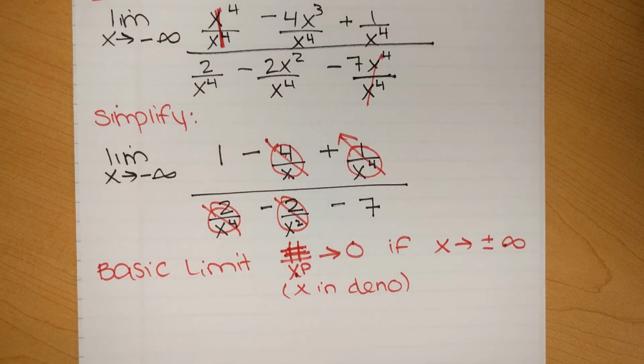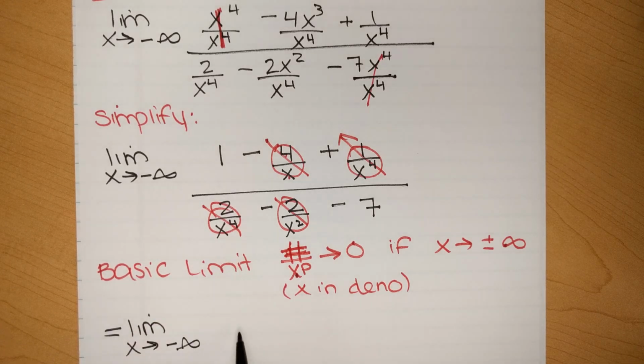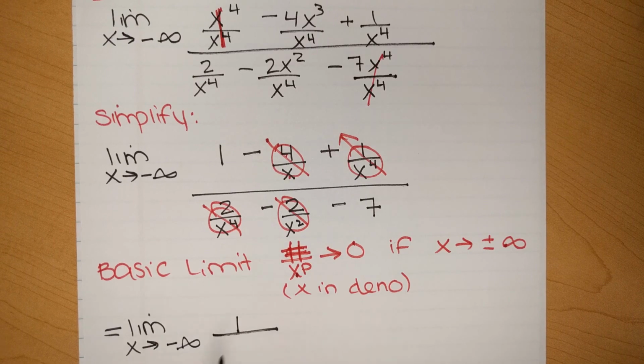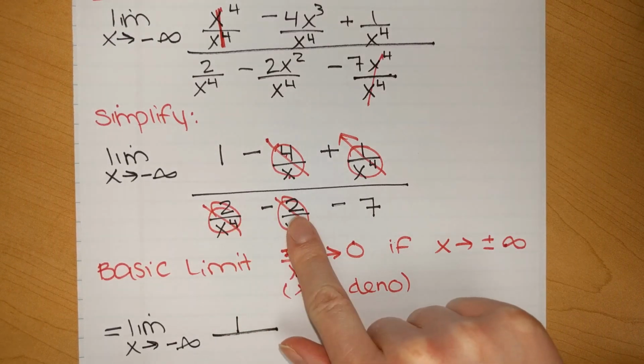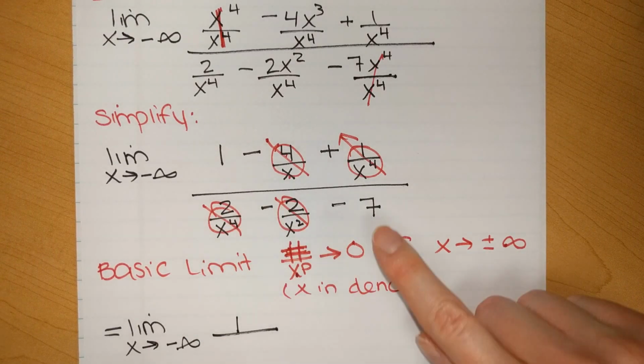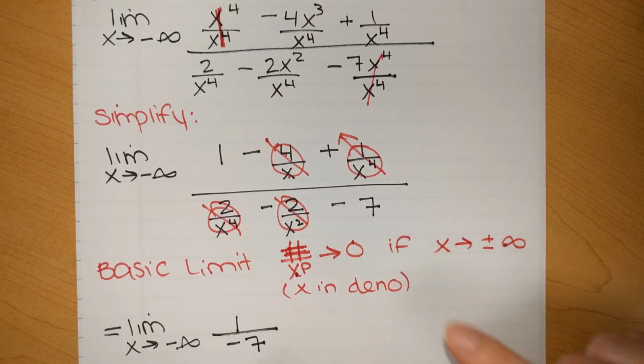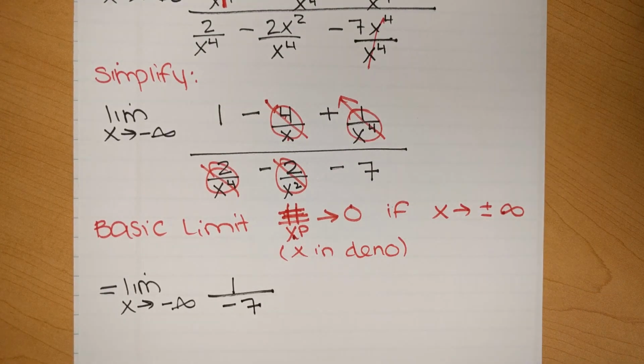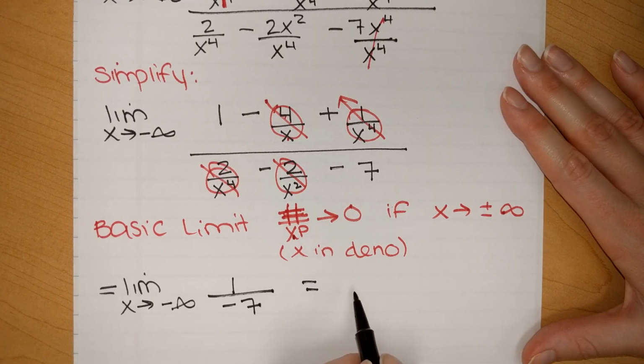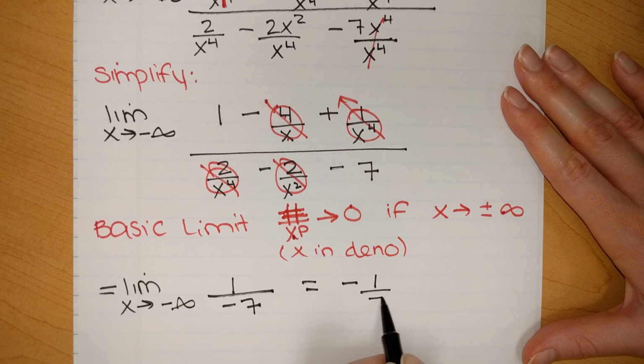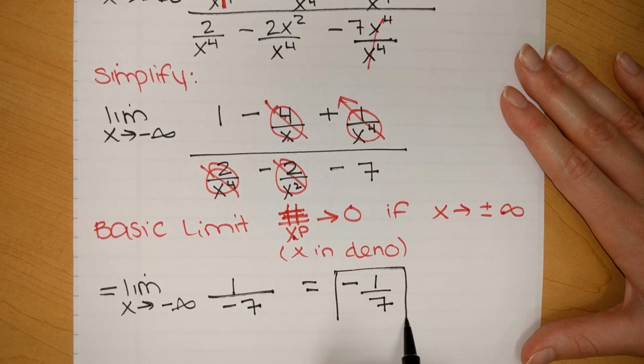So when the dust settles here, what are we left with? We are left with the limit as x goes to negative infinity of 1 over, in the denominator we have 0 minus 0, so that's just giving us 0, and then negative 7. Now at this point there's nothing to plug in, you just have a constant, so that goes back to our other basic limit law, and so our answer will be negative 1 over 7 for the limit.